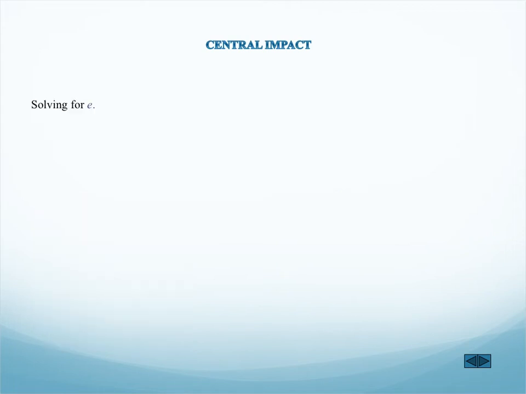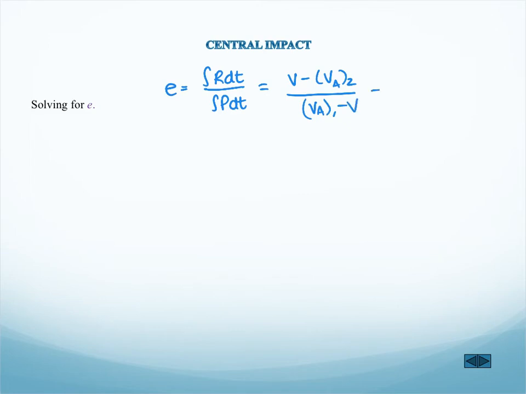Let's look at what the coefficient of restitution is. The coefficient of restitution, by definition, is the ratio of the restitution impulse to the impact impulse. For object A, it would be given by (V − VA2) over (VA1 − V). For object B, which I know we hadn't looked at, but it's okay, you could do that on your own if you're really motivated.